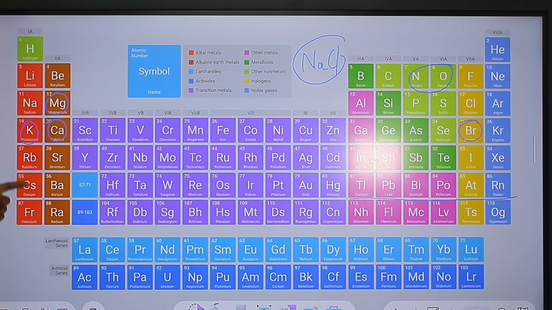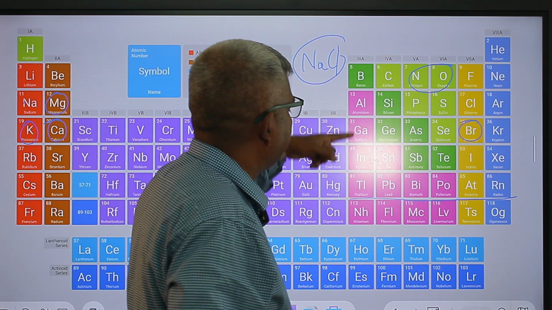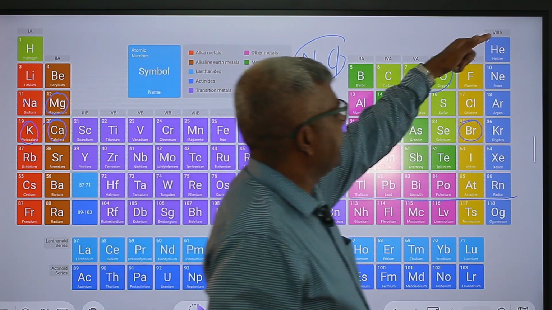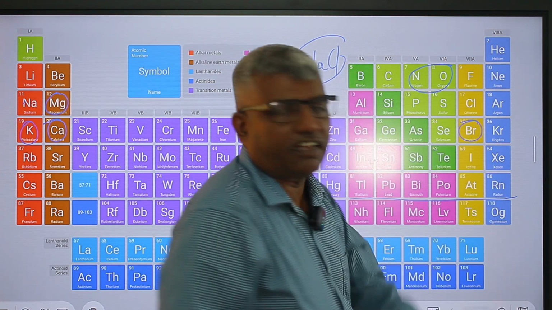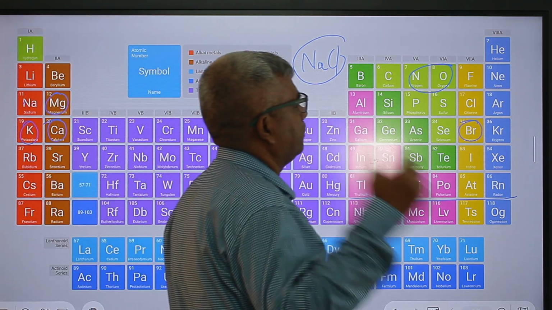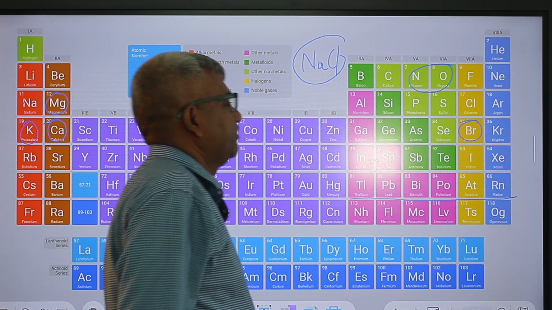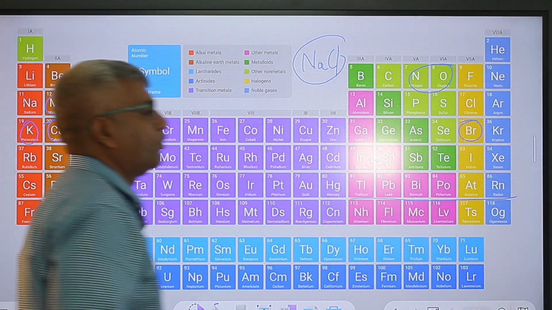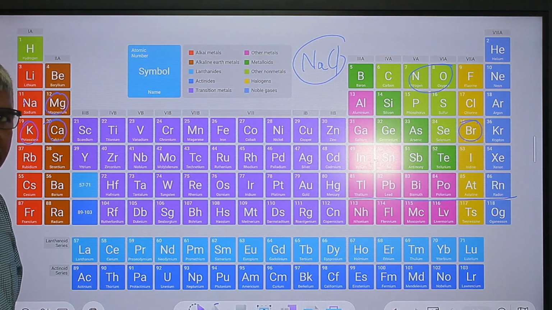Hydrogen, lithium, sodium, potassium, rubidium, cesium, francium. Beryllium, magnesium, calcium, strontium, barium, radium. Boron, aluminium, gallium, indium, thallium. Carbon, silicon, germanium, tin, lead. Helium, neon, argon, krypton, xenon, radon. That's all. This much you memorize. I am giving you 1 or 2 minutes. Then we will go to the next 3 groups. Then we will stop. Okay.